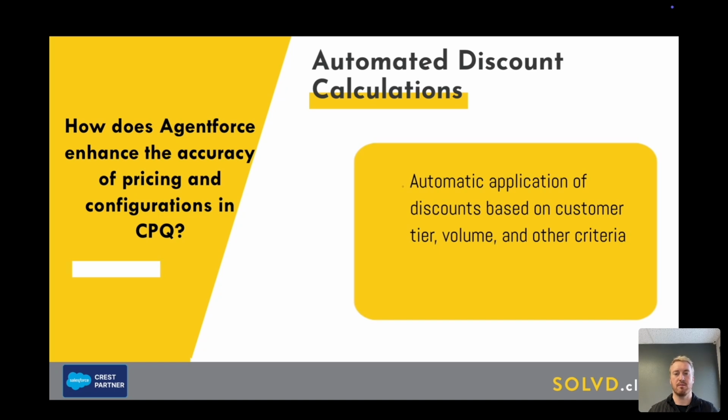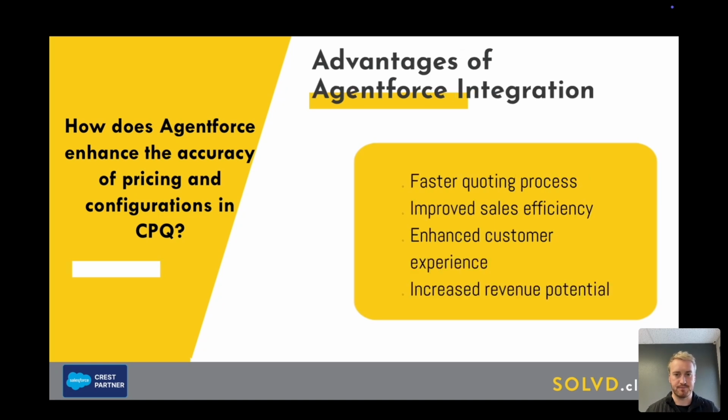And the great thing about this is that if down the road you want to give a bigger discount to your partners, let's go 25%, you can just tell Agentforce, we need to update these specific automations, and Agentforce can go and do that for you. So all in all, the advantages of Agentforce with your CPQ is that you're going to have a faster quoting process.